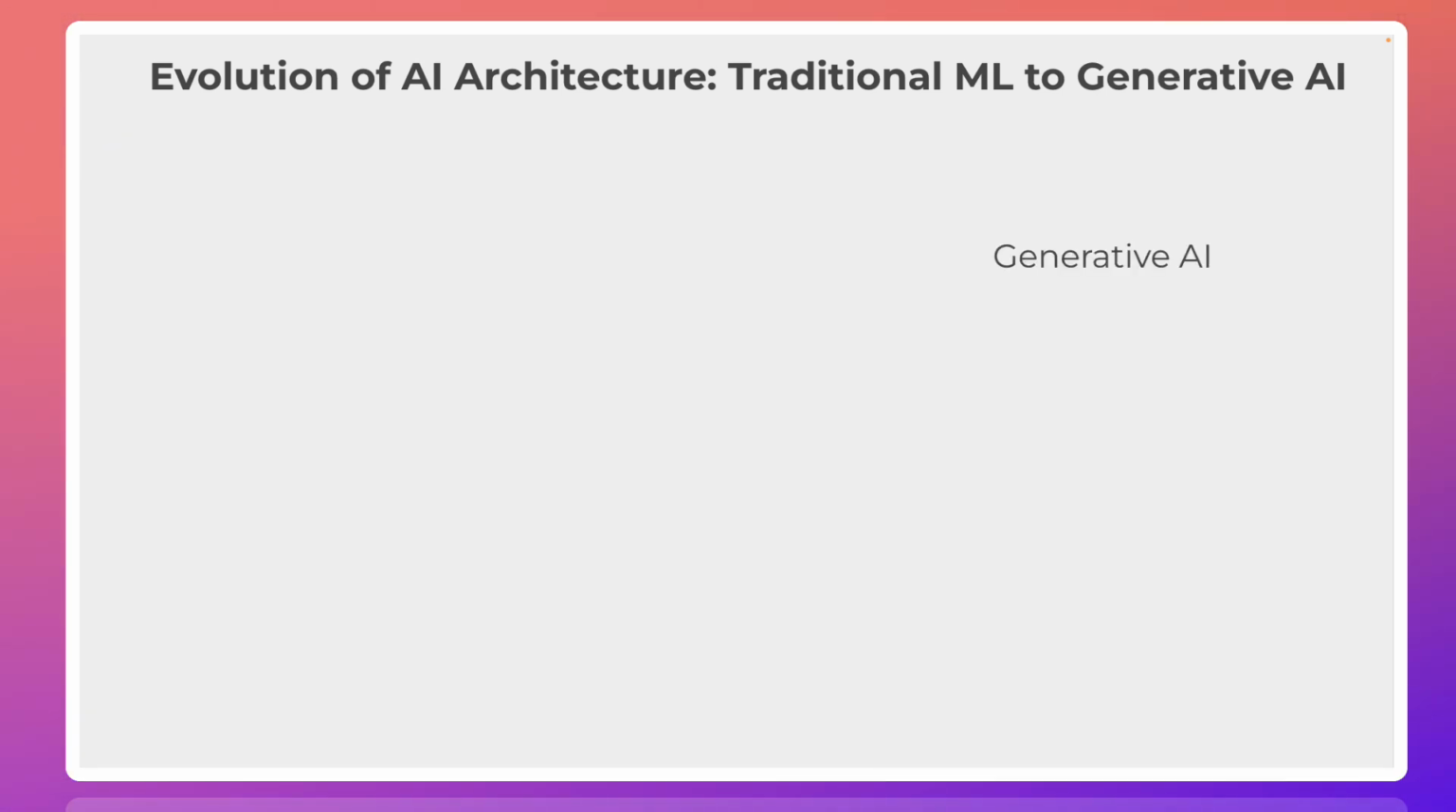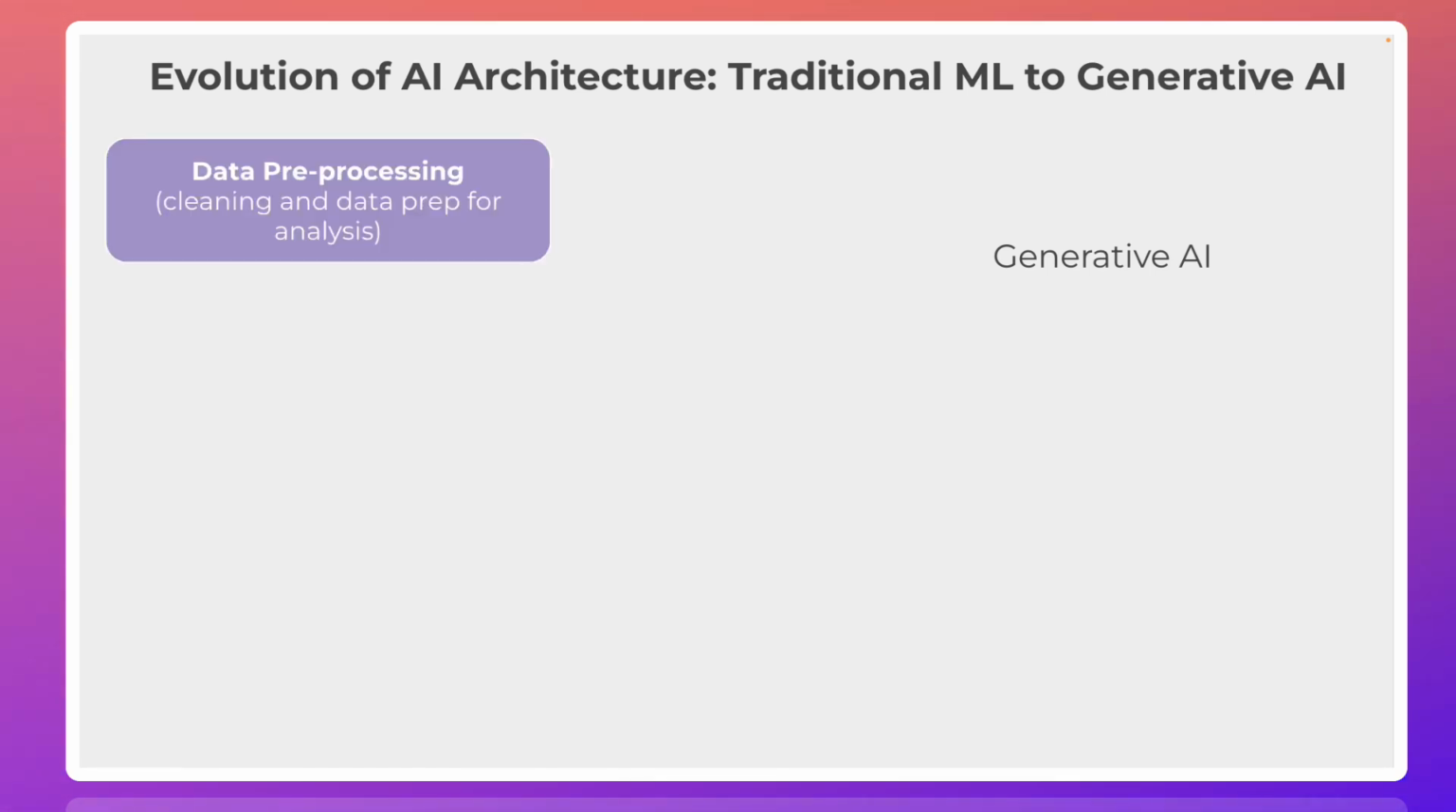Now, next we have generative AI, which is what we are interested in looking into. The process is still the same in many ways, but with some differences. We still have, of course, the data preprocessing side of things. This is similar to traditional machine learning.